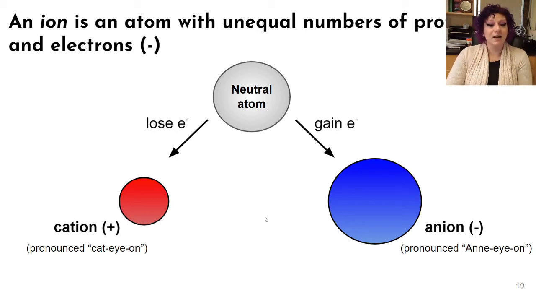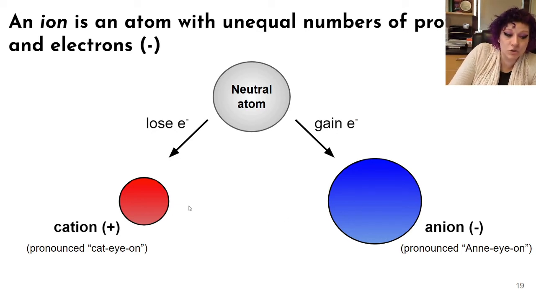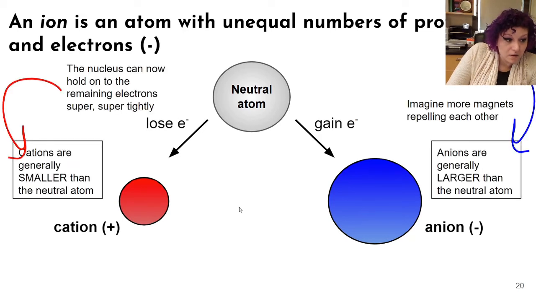Notice that I made these two, the cation and the anion, different sizes. That is on purpose. Cations are generally smaller than the neutral atom. Anions are generally larger than the neutral atom.